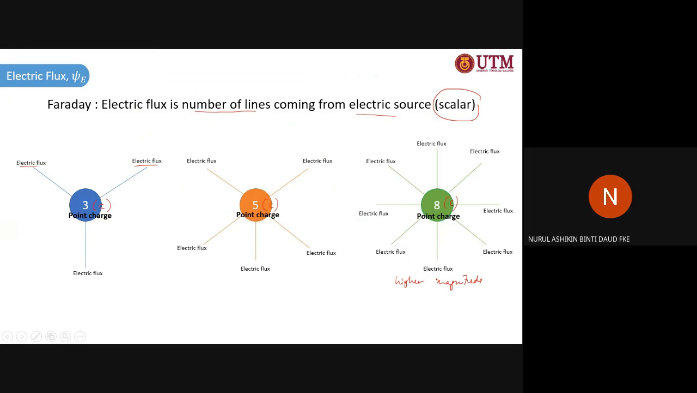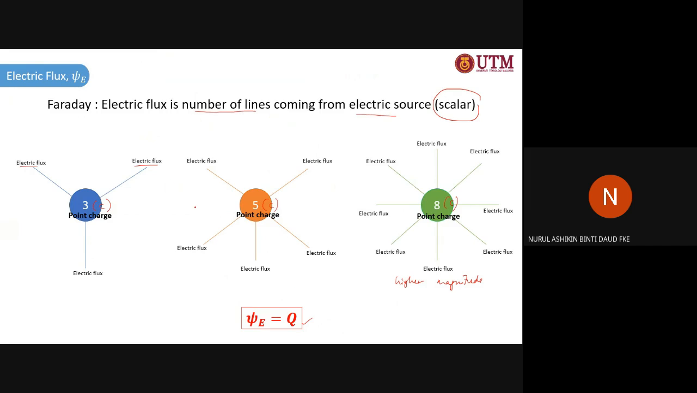So based on Faraday's definition, we can rewrite that the electric flux is equal to the magnitude of the charge, of a particular charge. So electric flux is equal to Q. Alright, we can write it as this.